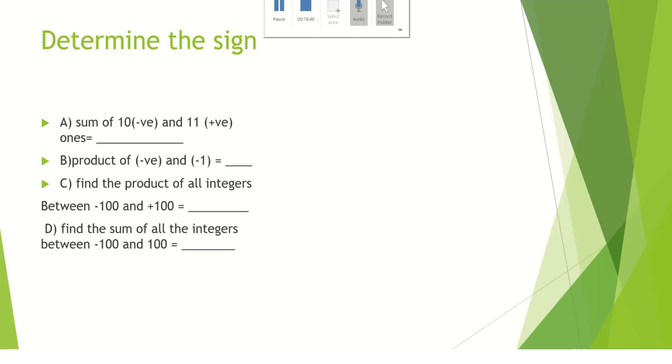Find the sum of all the integers between minus 100 and positive 100. So when you are taking positive and negative, each and every number gets cancelled. Minus 1 plus 1 gets cancelled. Minus 2 plus 2 gets cancelled. Minus 3 plus 3 gets cancelled. Means minus 100 and plus 100, which is equal to 0. Like that, if you observe the pattern, you'll be getting 0 as the answer.